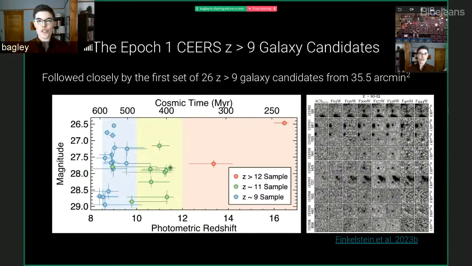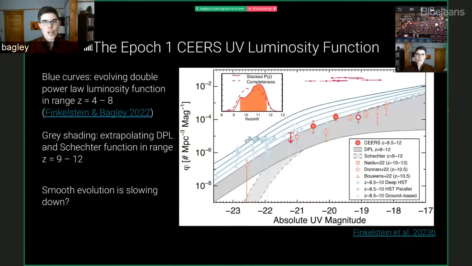So using those first 4 pointings, we got our first set of high redshift galaxy candidates. I'm showing their magnitude and photometric redshift distributions here, and Maisie's Galaxy is the one with a star. And we were able to get our first luminosity function. So the SEARS measurements here are shown in red. Other JWST surveys are shown in orange, and HST and ground-based surveys are shown in light blue. And the blue curves are showing an evolving double power law luminosity function that's fit to data from redshifts 4 to 8. And the shaded region extends that extrapolation down to redshifts 9 to 12.